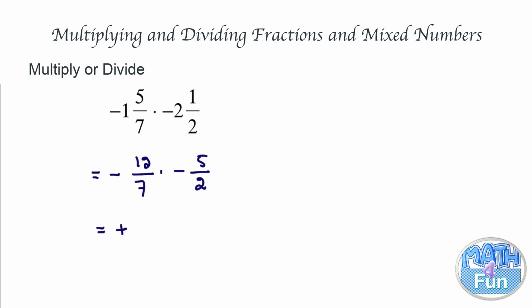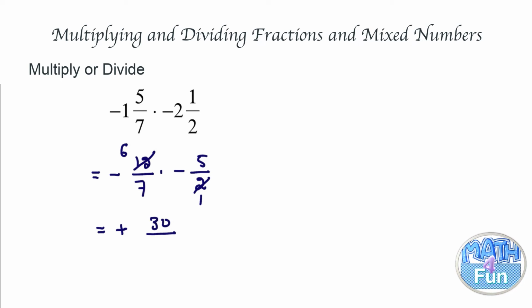We keep it. Now look at the fractions. Is there something in the numerator that can be simplified with something in the denominator? Yes, here we can. 12 divided by 2 is 6. 2 divided by 2 is 1. Now multiply. 6 by 5 is 30, and 7 times 1 is 7.